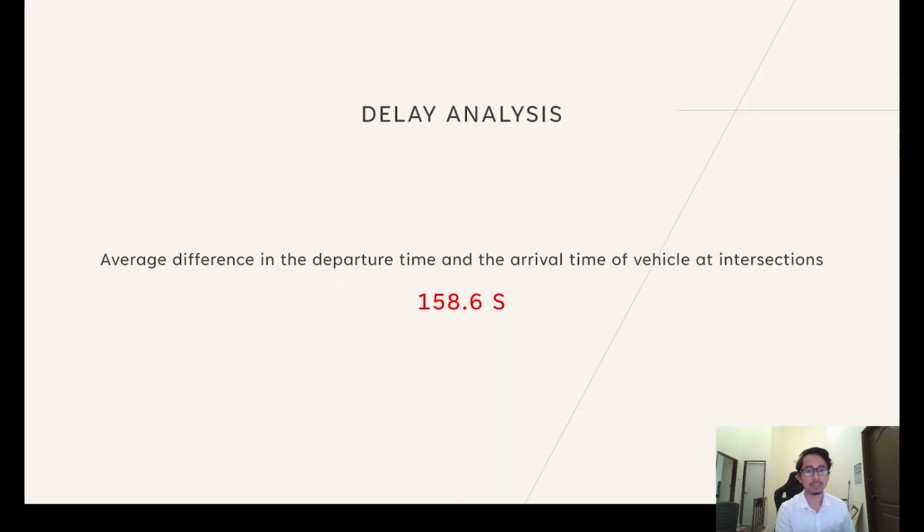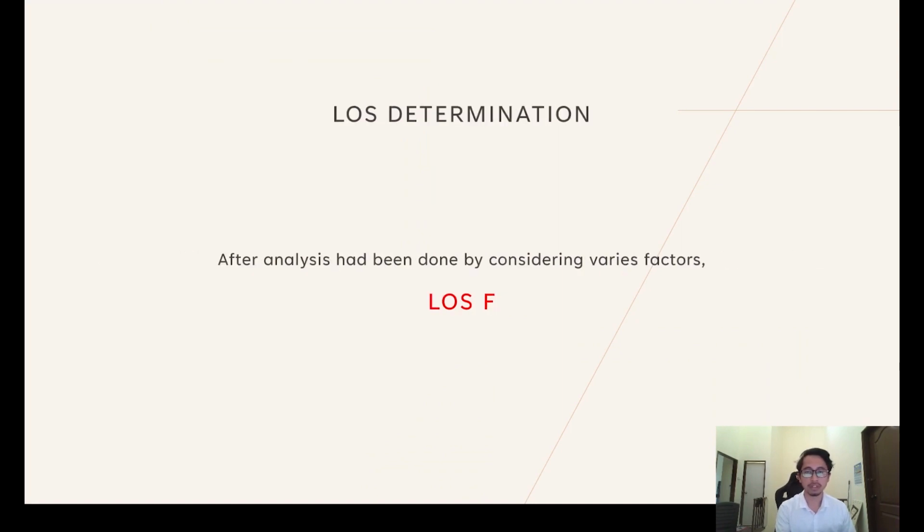From the delay analysis, we found the average difference between the departure time and the arrival time of vehicles at the intersection is 158.6 seconds. And for the level of service determination, after considering various factors, we found that the intersection is LOS F during the peak hour.